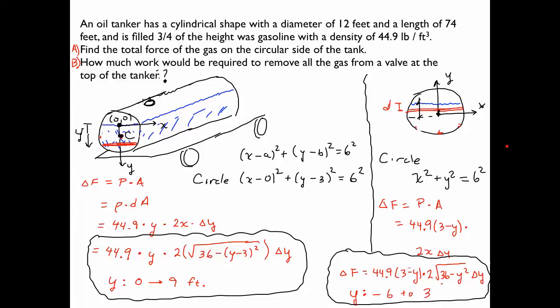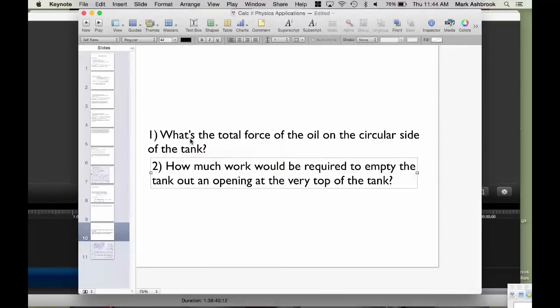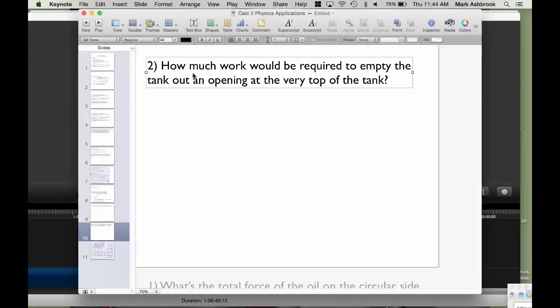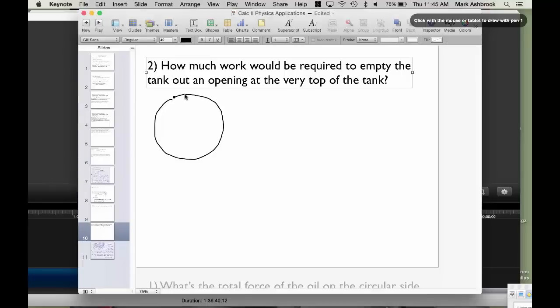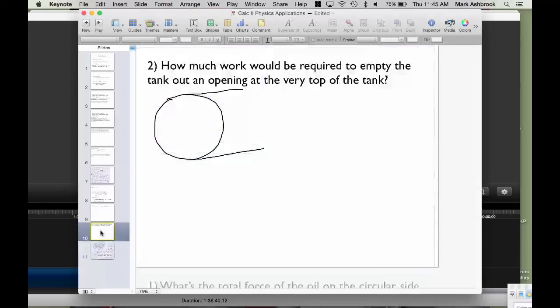And I have a question. So do you know how sometimes you do like... So let's draw the picture again. Okay, and then this is going back this way. And we got D equals 12, L equals 74, and rho is 44.9.